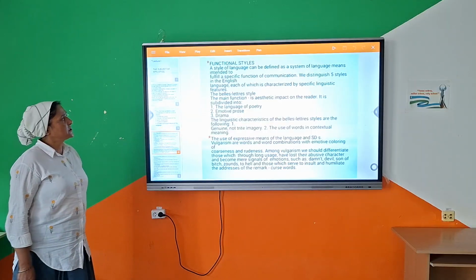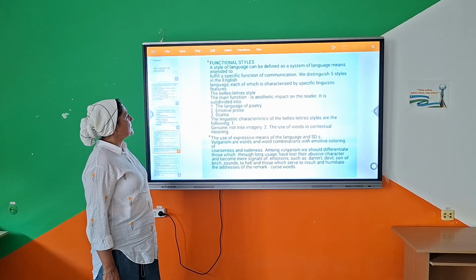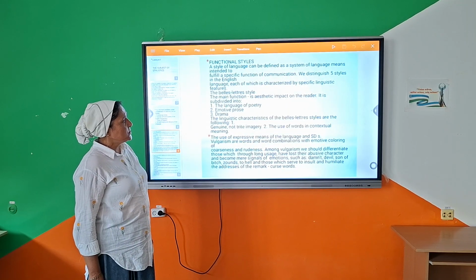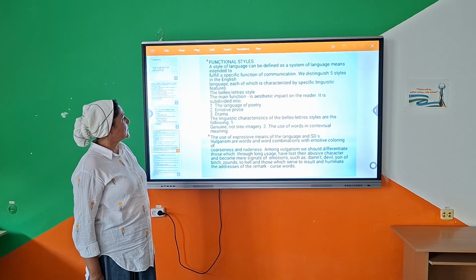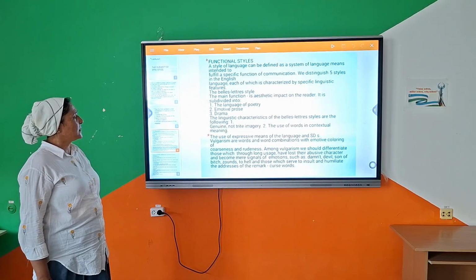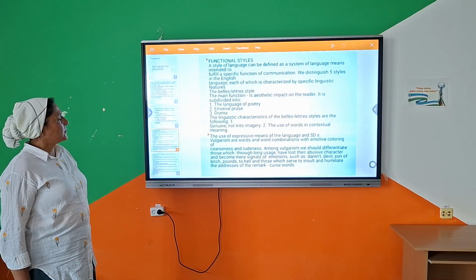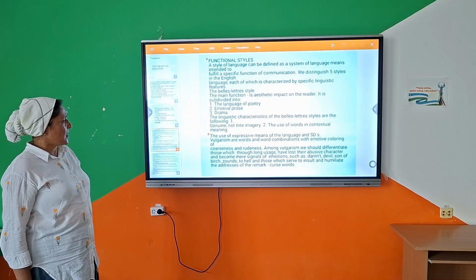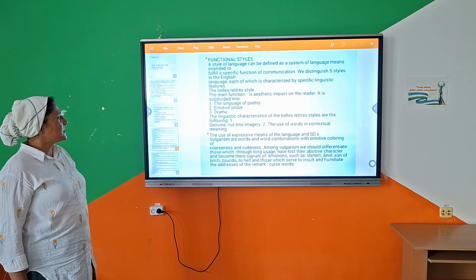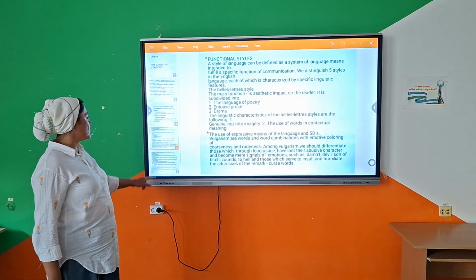So what is functional style? A style of language can be defined as a system of language means intended to fulfill a specific function of communication. We distinguish 5 styles in the English language, each of which is characterized by specific linguistic features. So, the first one is belles-lettres style. Its main function is aesthetic impact on the reader. It is subdivided into the language of poetry, emotive prose, and drama.